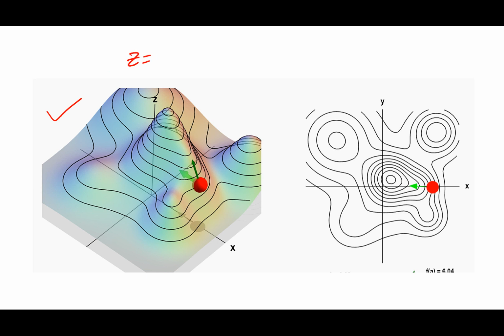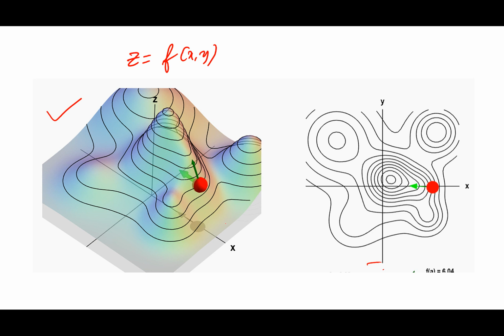So z is a function of x, y. At each xy point, we're looking at a height and plotting this. So you can see a two-dimensional contour map of the same thing on the right-hand side. For example, these black lines are contours that are connecting the points that have the same height.